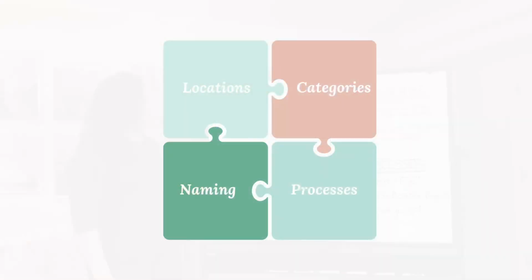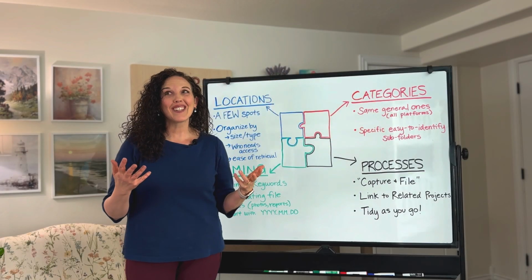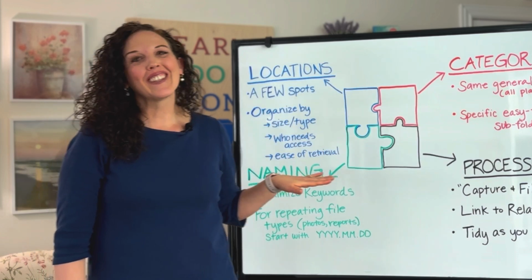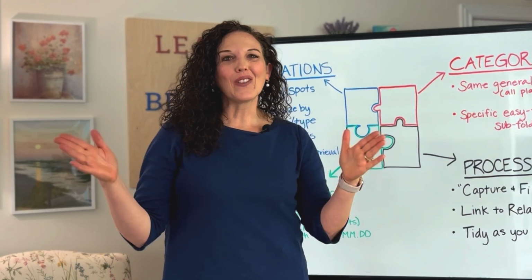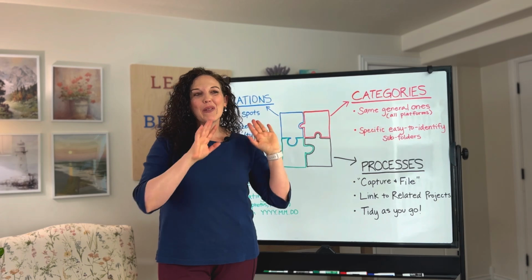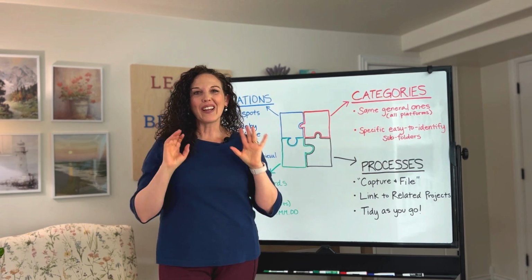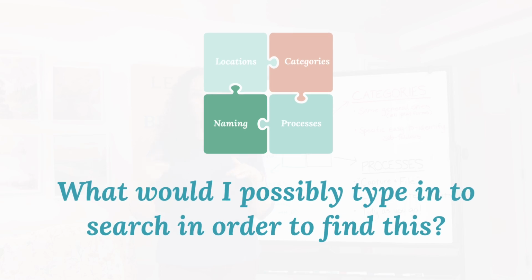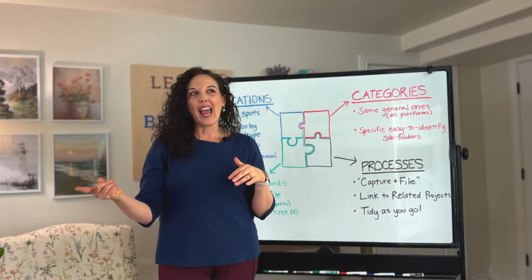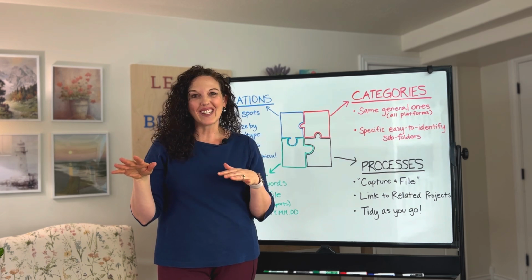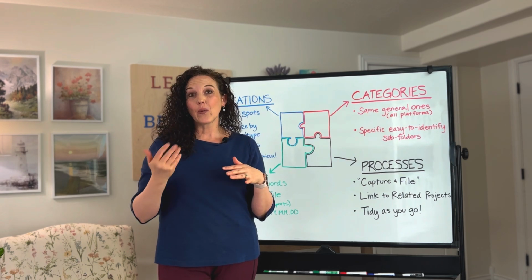Now let's just jump over to naming, because we all know how it is when you're trying to find that file and you're like, what did I call it? So I encourage you to maximize your keywords. There's usually no limit to how long a title can be, or it can be pretty long. So whenever I'm titling something to put it away, I'm thinking, what would I possibly type in to search in order to find this? And if there's 3 or 4 or 5 options, I just put as many as possible in the title so I can find it really quickly.